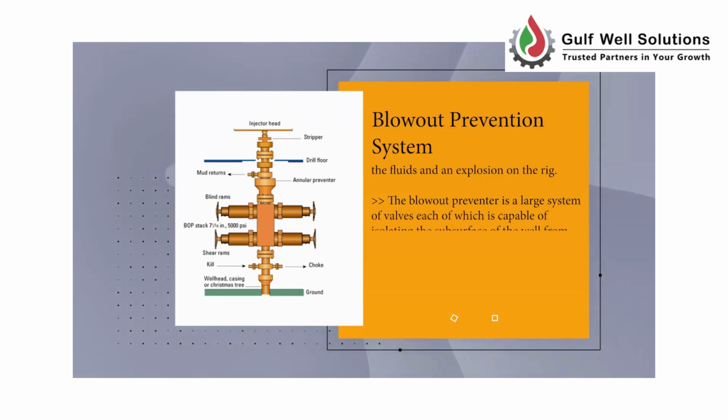The blowout preventer is a large system of valves, each of which is capable of isolating the subsurface of the well from the rig to provide control over the well.